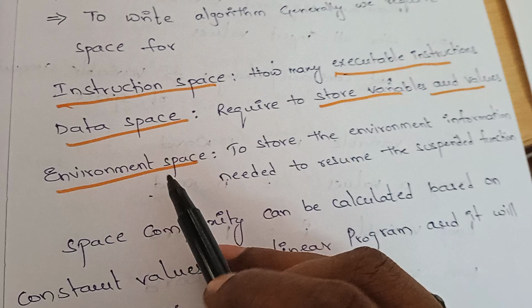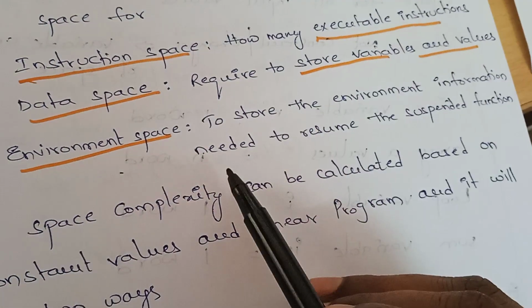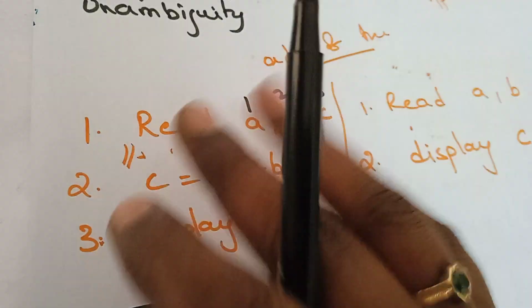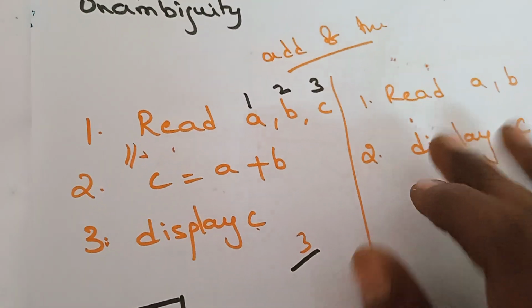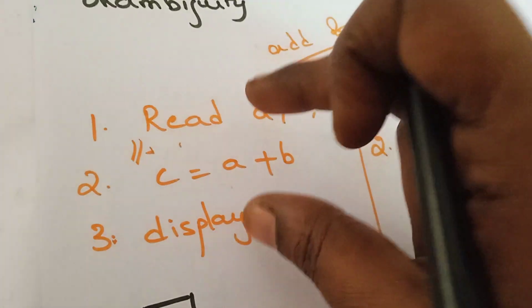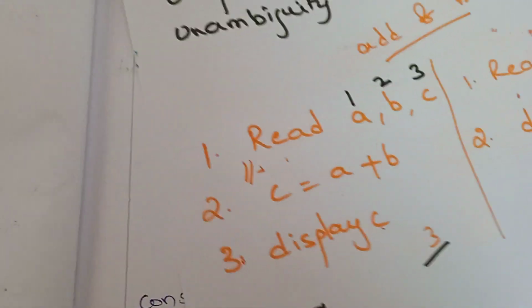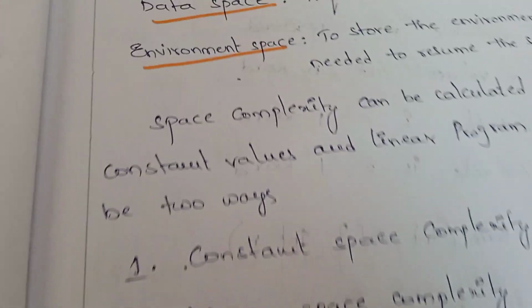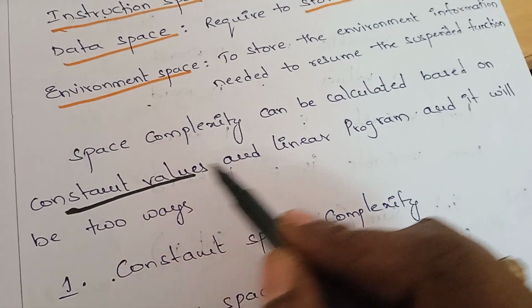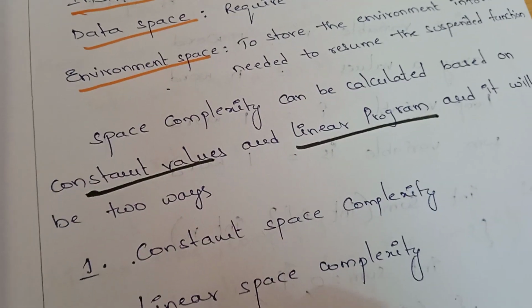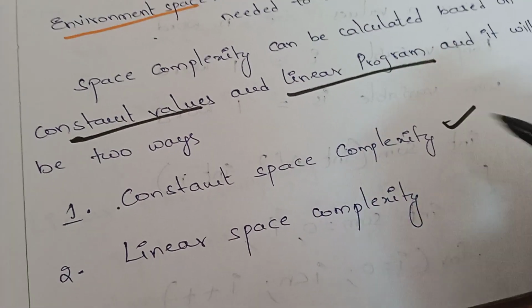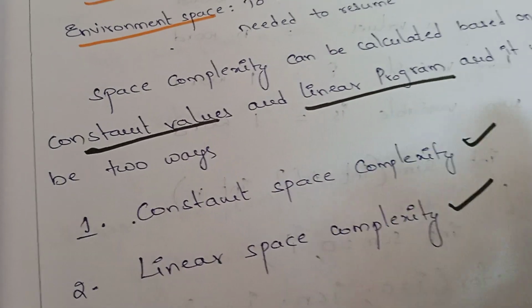Now, environment space. It is used to store the environment information needed to resume a suspended function. The meaning of this is that we will be using some environment to write the programs, right? So that environment will be running all the functions required to execute this particular block of code. That is what environment space is. Now, space complexity can be calculated based on constant values and linear programs. So it is basically calculated in 2 ways: constant space complexity and linear space complexity.